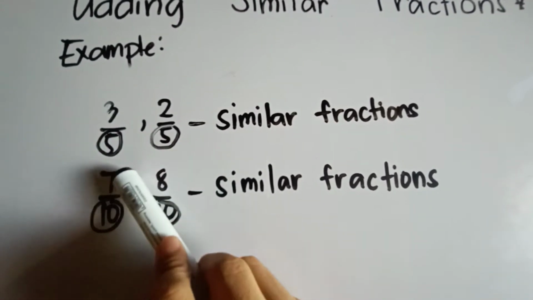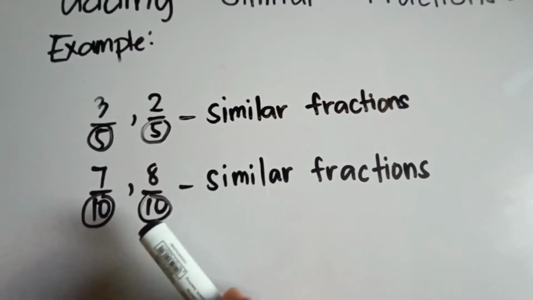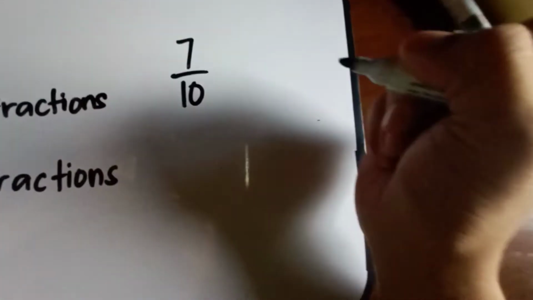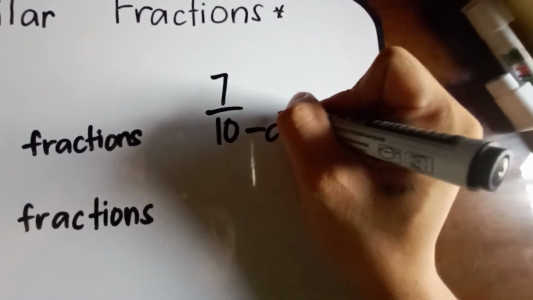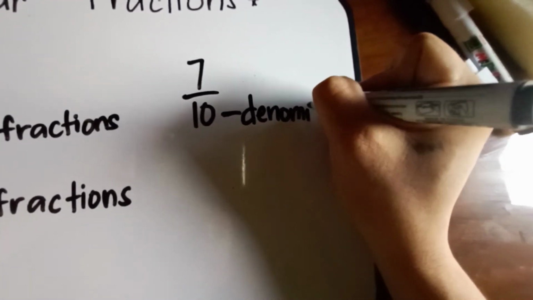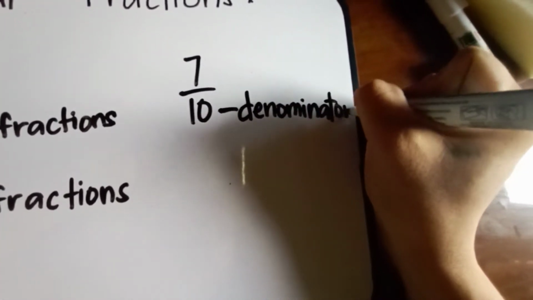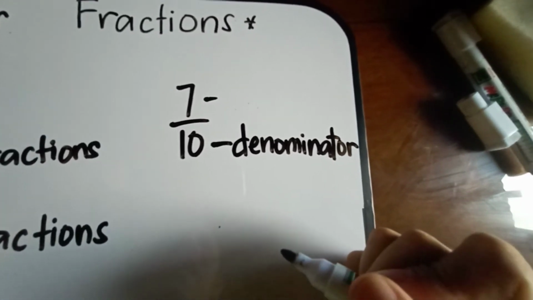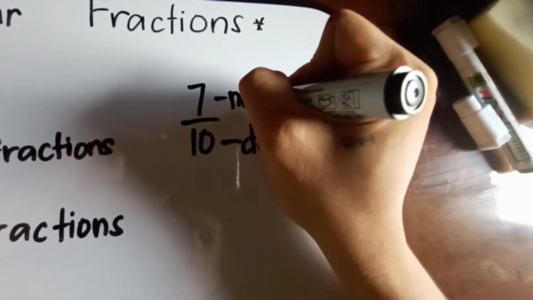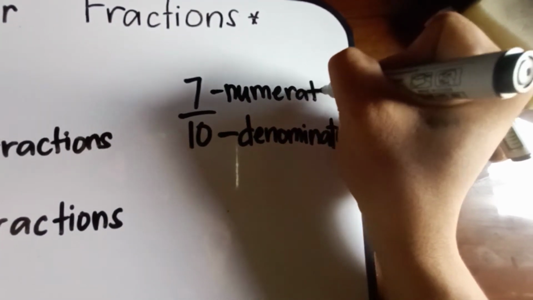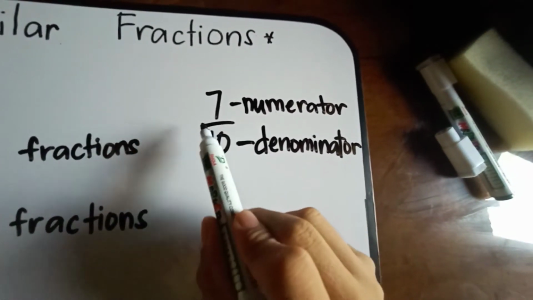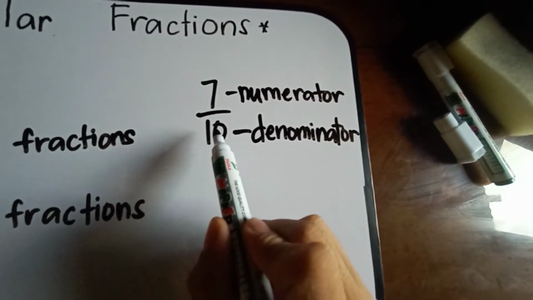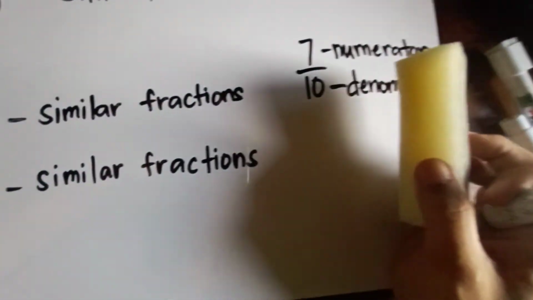The same also with 7 tenths and 8 tenths. They have the same denominators. So, denominators, this is the number that is found below the fraction bar. So, 10 here is the denominator. While the number 7, that number that is found on top of the fraction bar, is called numerator. Again, the number found below the fraction bar is called denominator. Okay, let us proceed.